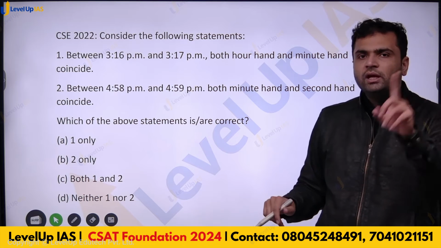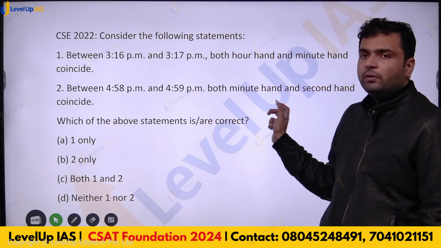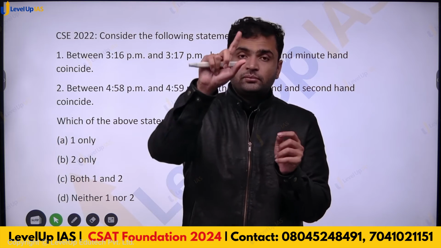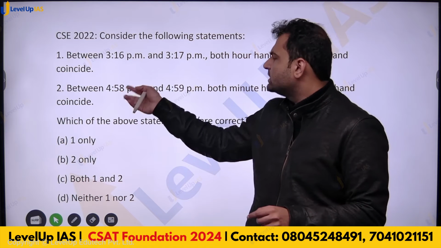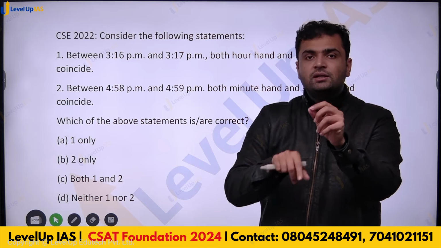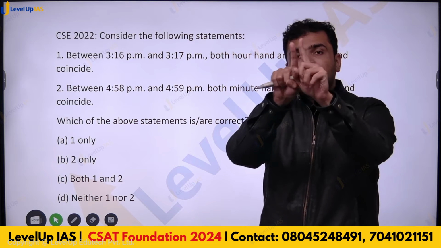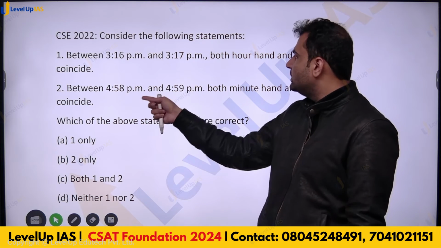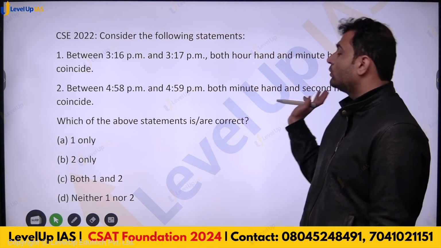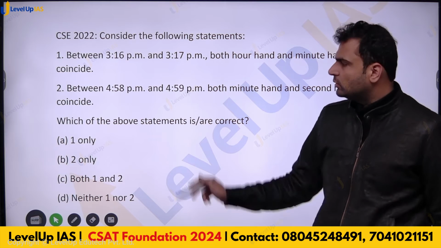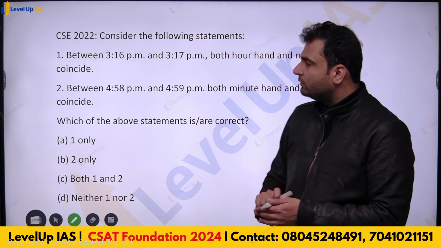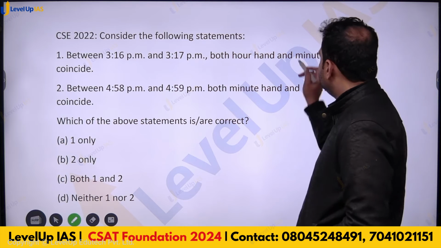So between every hour, the minute hand and hour hand will cross, and there is only one exception to this. The exception is, for example, between 4:59 and 5 o'clock. The minute and hour hand will not cross in between, but at exactly 12. So except for that instance, the minute and hour hand cross or coincide with each other between every two hours. So statement 2 is absolutely correct. Statement 2 is correct. Now we have to check statement 1. Fine. Let us see. Let me draw a clock.